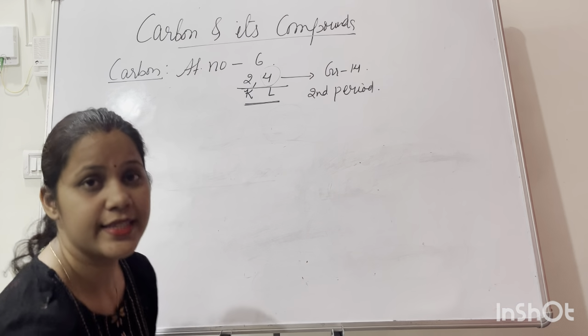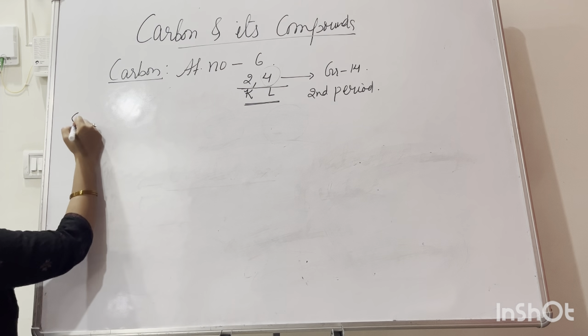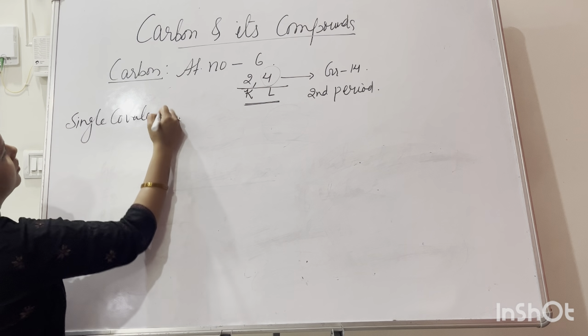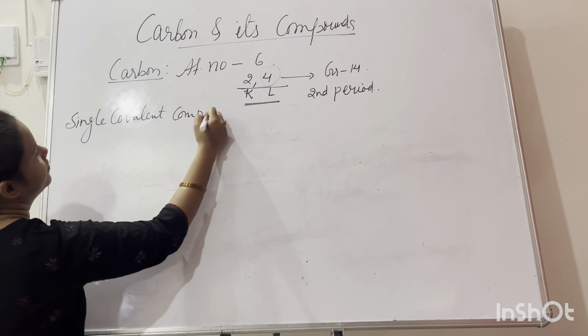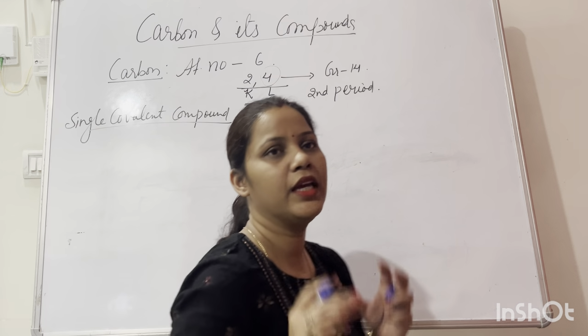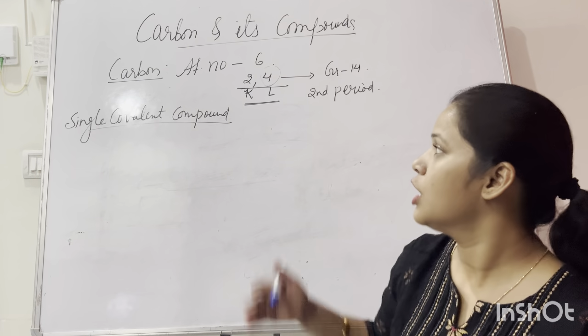First we will see what is a single covalent compound. As I told you, a covalent compound is formed by mutual sharing of electrons. So how is it a single covalent bond?